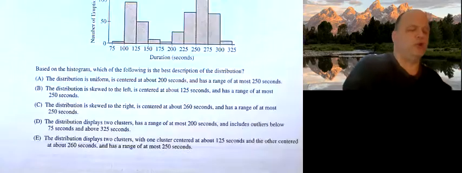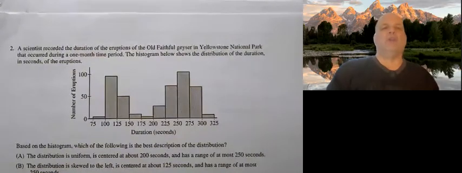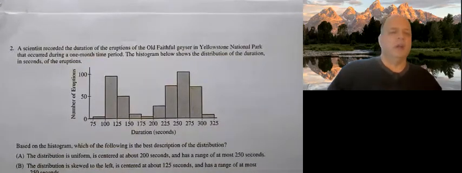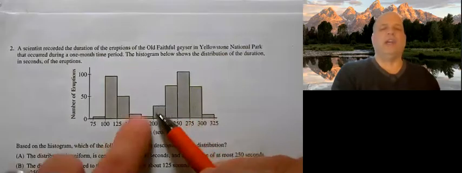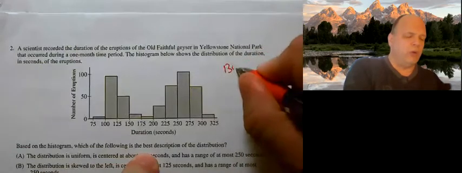Okay, moving on to number 2. A scientist recorded the duration of the eruptions of Old Faithful Geyser in Yellowstone National Park that occurred during a 1-month period. The histogram below shows the distribution of the duration in seconds of the eruptions. And when I look at this, the very first thing I see is 2 peaks or 2 groups. So I'm right away going, you know what? It's bimodal.